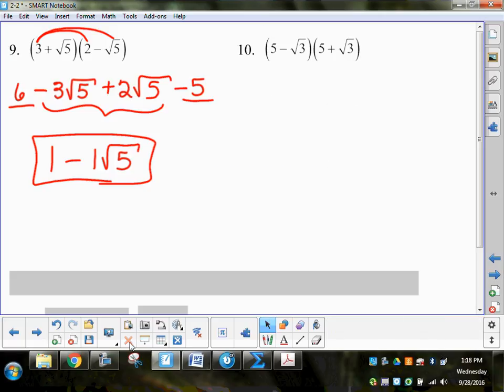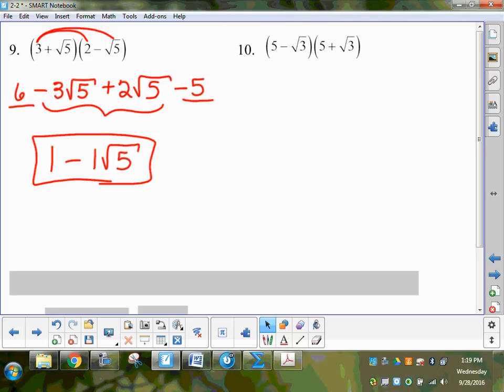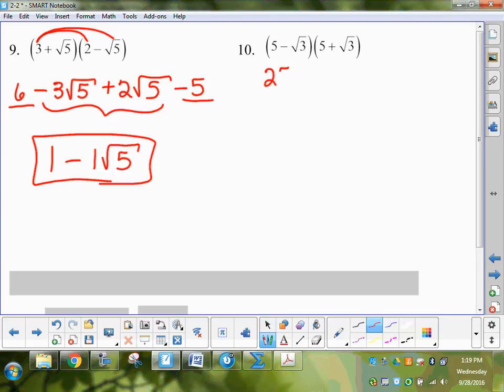Now we're going to do one that's a little bit more interesting. Looking at what we have here, let's FOIL this again. First, outer, inner, last. Jaron, what do you get when you multiply the outside terms? 5 times square root of 3. No, sorry, first terms, I'm sorry. First terms. Good. Now let's do the outside terms. 5 times square root of 3. Inside terms, negative 5 times. And last terms, negative 3.